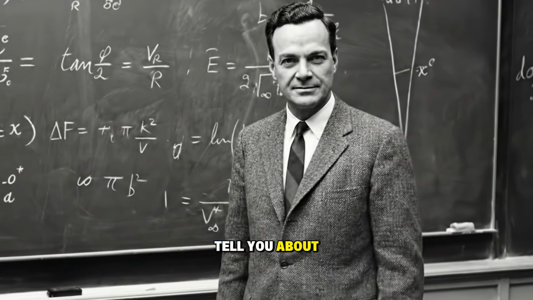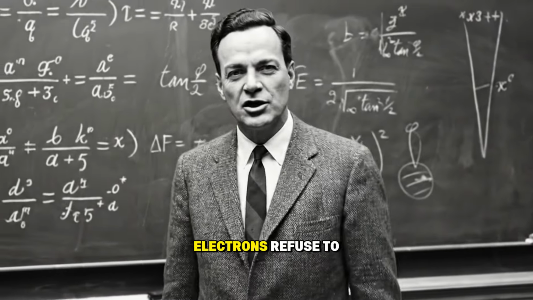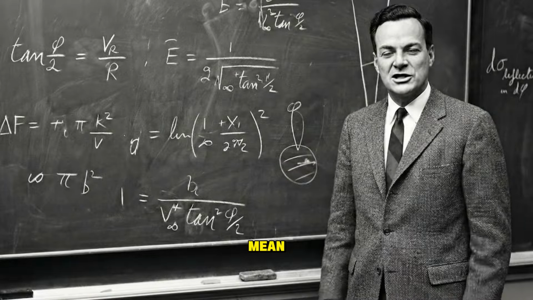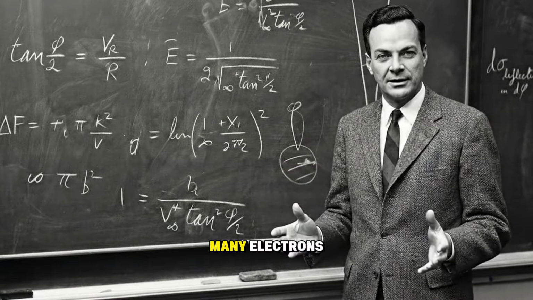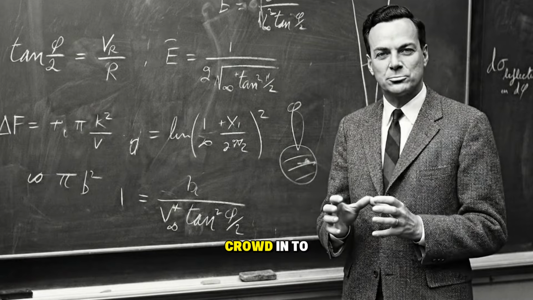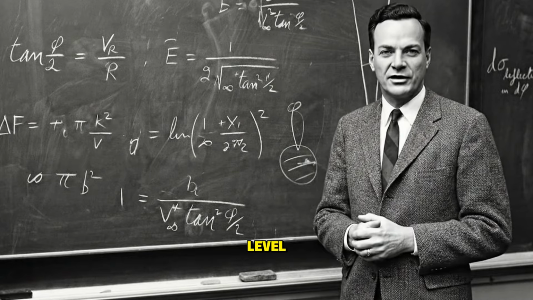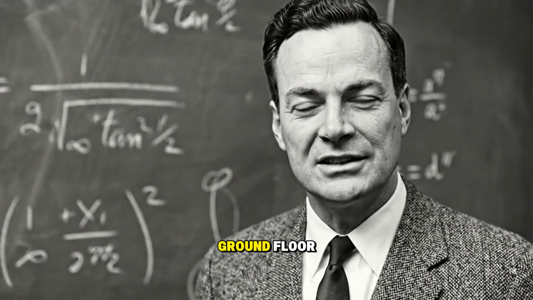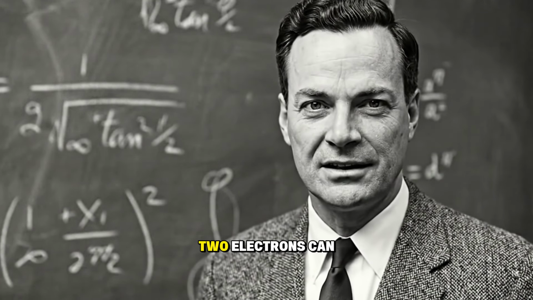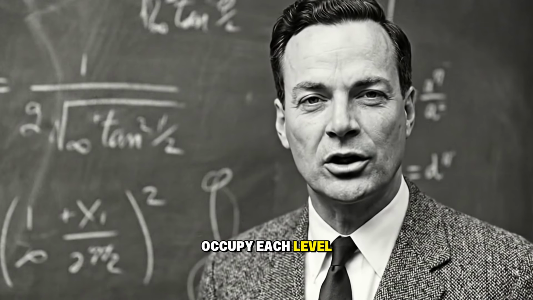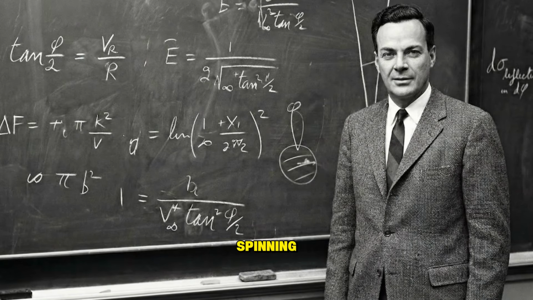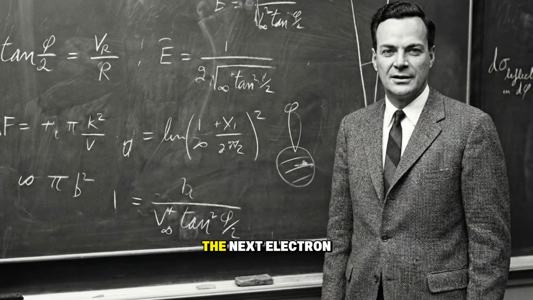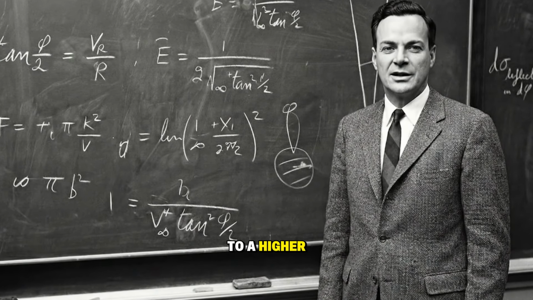Now, let me tell you about something even stranger. Electrons refuse to be in the same state. What does that mean? If you have an atom with many electrons, they don't all crowd into the lowest energy level. That would be the most economical arrangement, right? Everyone on the ground floor. But no, only 2 electrons can occupy each level, and those 2 have to be spinning in opposite directions. After that, the level is full. The next electron has to go to a higher floor.